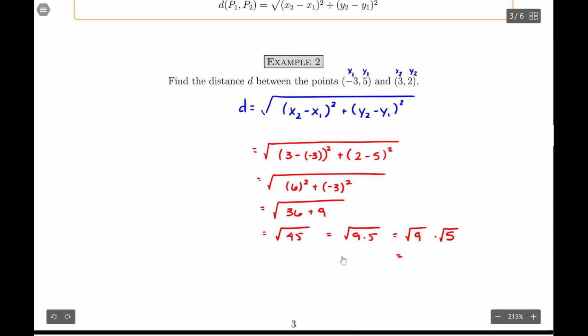So we know the square root of 9 is 3, and the square root of 5 is what we would call an irrational number, so it doesn't simplify any further. So an exact answer for this problem would be that the distance is 3 radical 5. For right now, if you left it as the square root of 45, I'm not going to take off, but I want you guys to start getting in the practice of simplifying radicals as much as you possibly can.